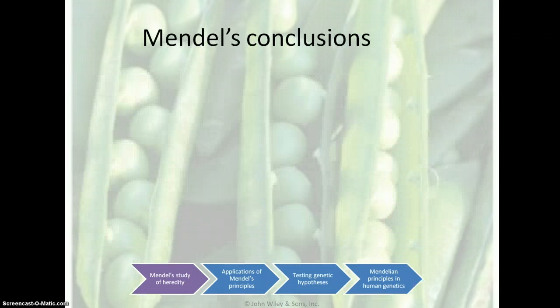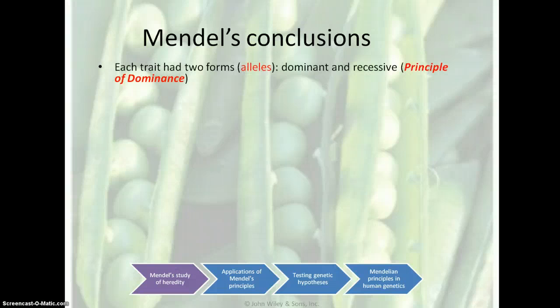So what did he conclude from this? Well, he concluded that each trait, whether it was tall or dwarf or seed color or whatever, had 2 forms, and we now call those forms alleles. That term was not coined by Mendel, but that's what we call them now. And he realized that these 2 forms were either dominant or recessive, and that led him to construct his principle of dominance, and we'll talk more about that in a few minutes.